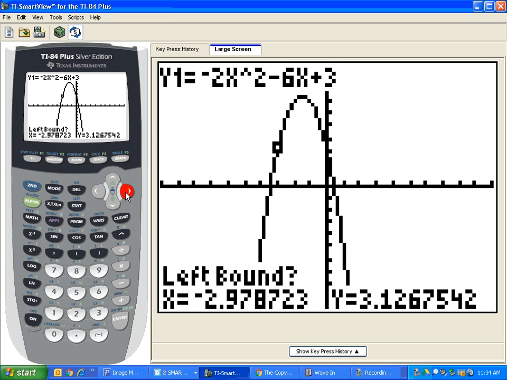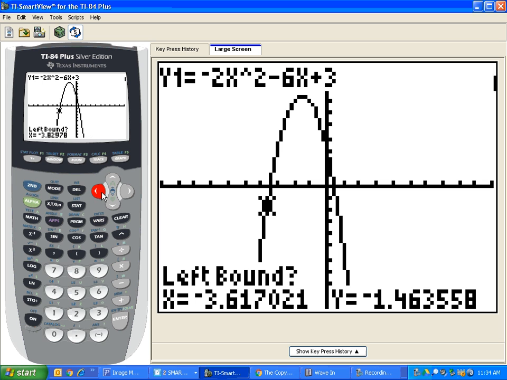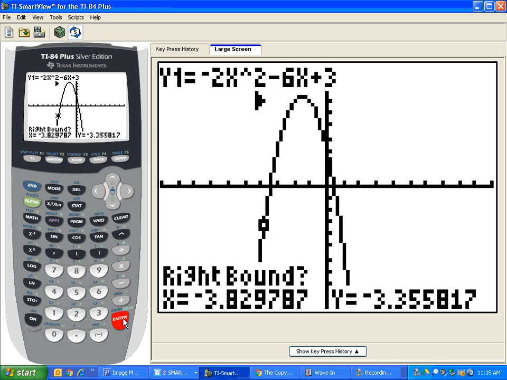So I have to hit the left arrow button a couple times until that cursor is definitely to the left of the point that I'm trying to identify. If I put my pen here, do you see how my cursor is blinking to the left of that value? So I can now press enter. Then it says, go back to the right. See how it says right bound right here?